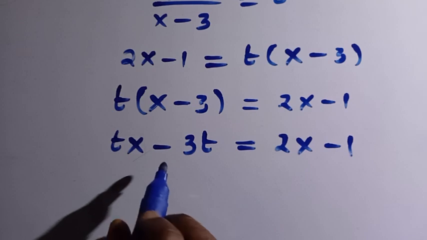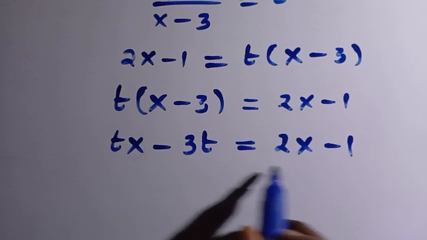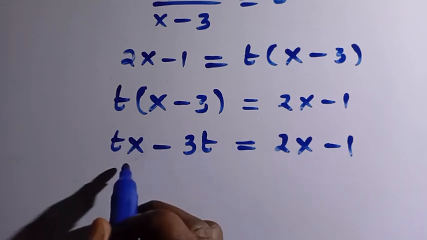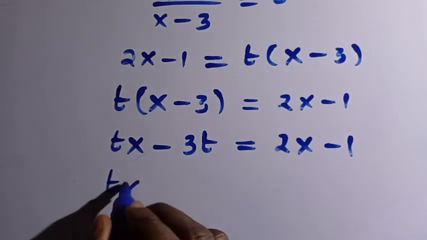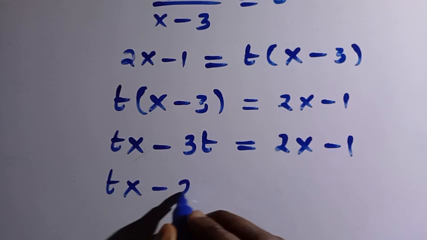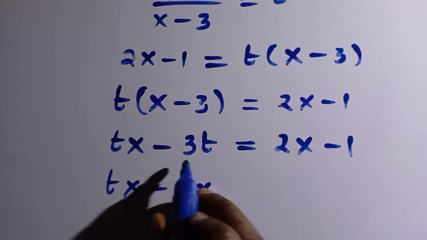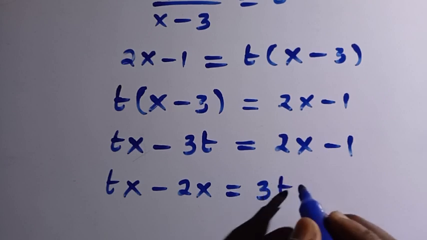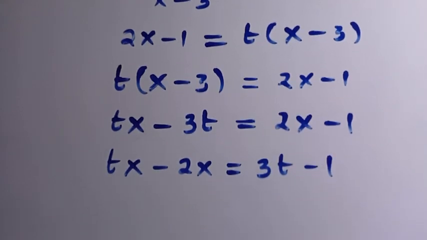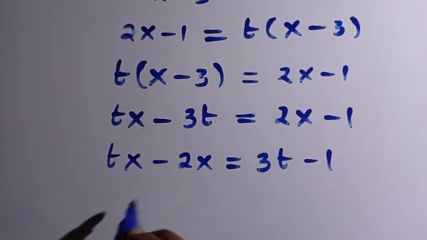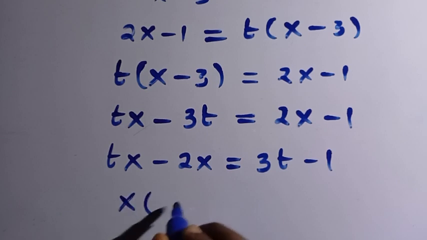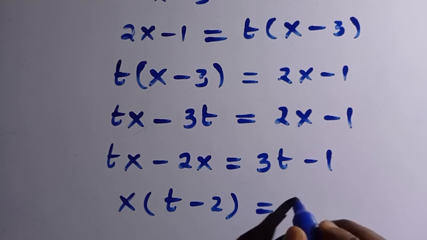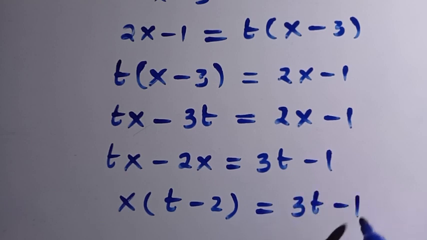And next, let's try and collect the like terms. So this is x, this is x. By transferring this here, we have tx, and here becomes minus 2x. Then let's take minus 3t to the other side. So we have this equals 3t minus 1. So by factoring out x from here, we have x into bracket of t minus 2 equals 3t minus 1.